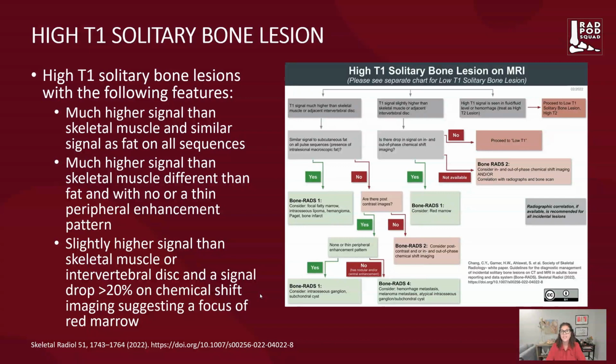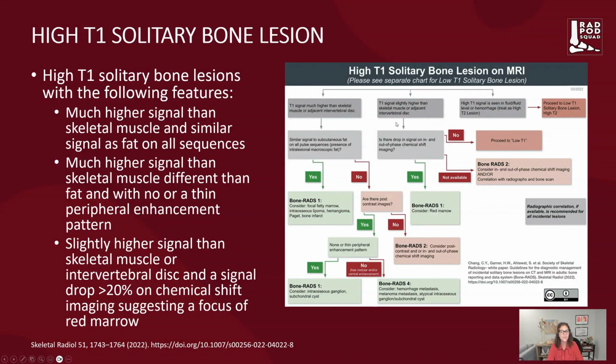Is there a high T1 solitary bone lesion? And this is another important category, and it's divided into 3 questions. Is the T1 signal higher than skeletal muscle? It has a lot of specific features that we won't go into at this time, but we're looking at the T1 feature on MRI to see, is it higher than skeletal muscle? Is it higher than muscle or adjacent disc? Or is it something that's T1 signal seen in a fluid level?